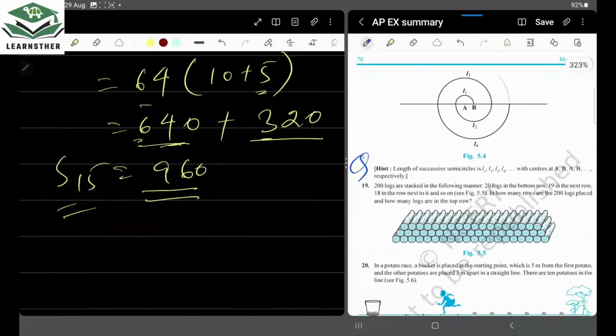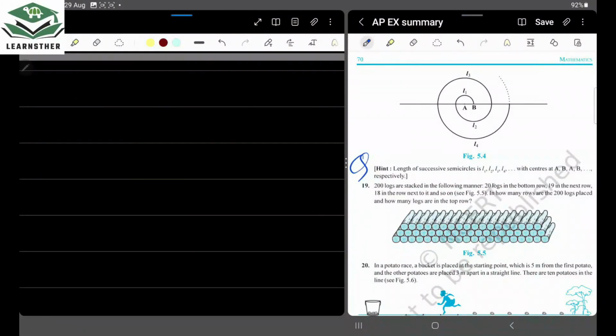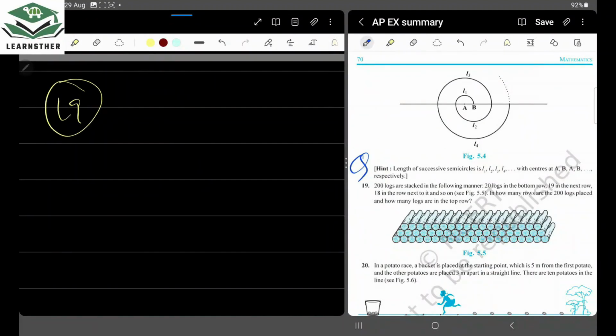So let's do this one. Question 19. 200 logs are stacked in the following manner: 20 logs in the bottom row, 19 in the next row, 18 in the row next to it, and so on. In how many rows are the 200 logs placed, and how many logs are in the top row?